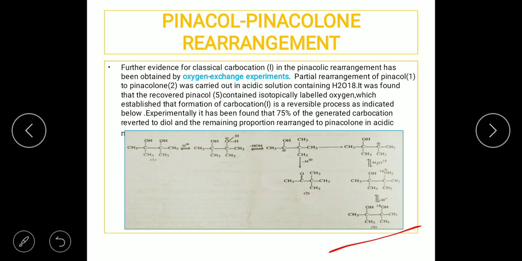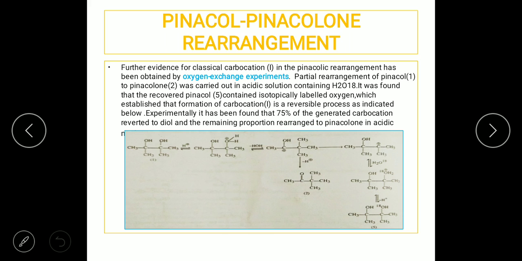Here there are two points that we should remember. The carbocation which is formed can give rise to two things in the next step. One is the formation of pinacolone, that is, the formation of a ketone. The second is reacting again with a water molecule to give back the pinacol. So these two possibilities are happening in a pinacol-pinacolone rearrangement. You can see here that 75% of the carbocation goes back to the formation of pinacol, whereas the remaining 25% forms pinacolone as a product.